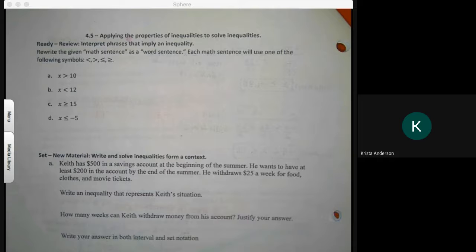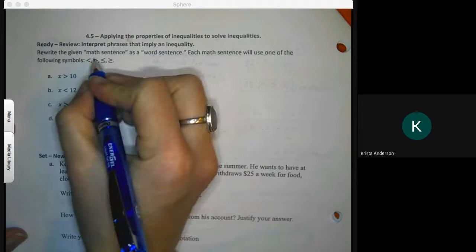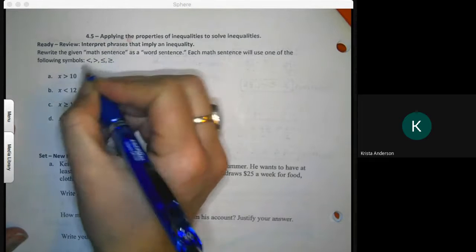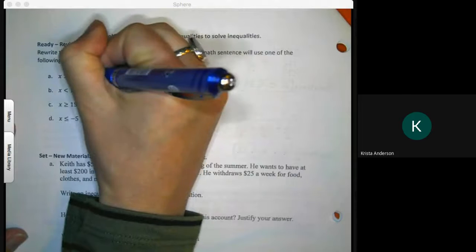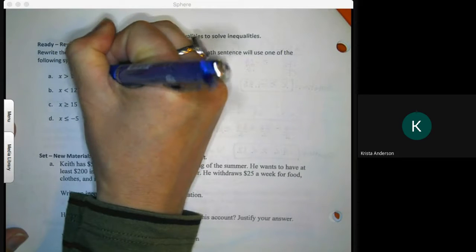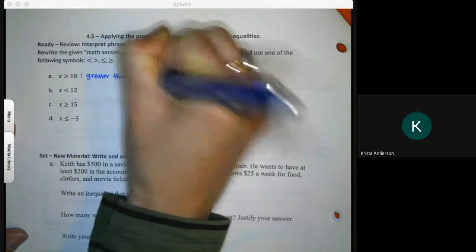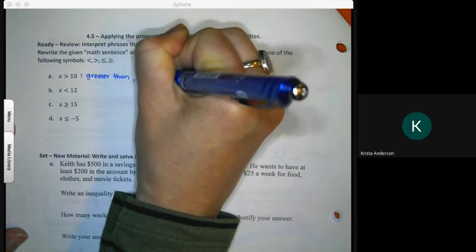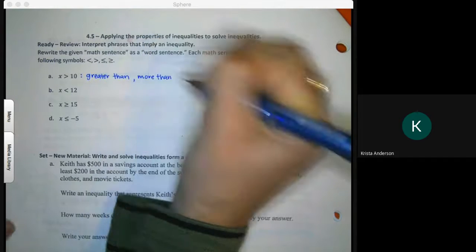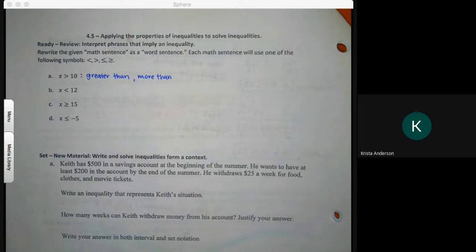Alright, so for the first section, we are going to interpret what the inequalities could be identified as using a math sentence. For this inequality, it is identified as greater than, or it can be identified as more than. Those are the two ways in word problems and on your assignment. Those are the two ways that they will say them. Say this sign in words.